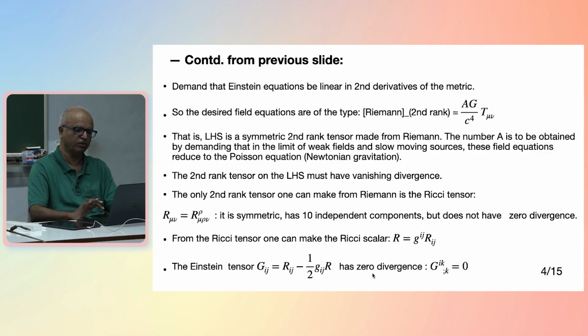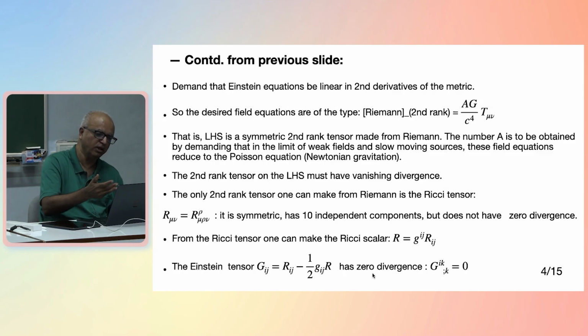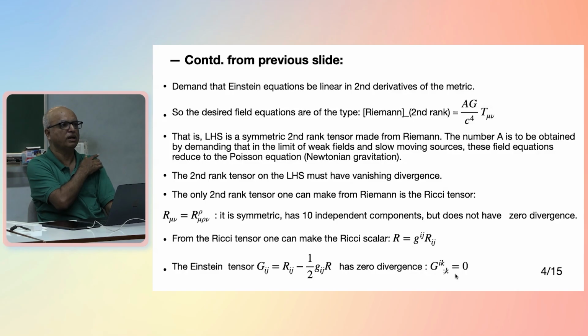This fellow we know has 0 divergence. It follows from the Bianchi identity. You can check explicitly also that the Einstein tensor has 0 divergence. It is a good candidate to be put on the left hand side of Einstein equation. Yeah? Any questions?